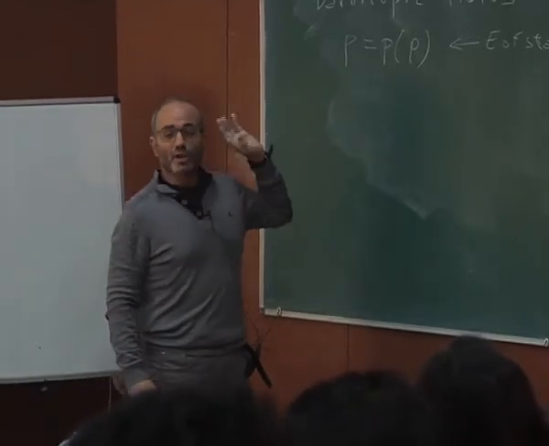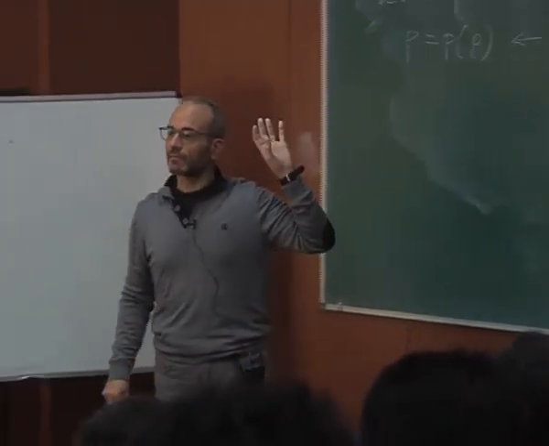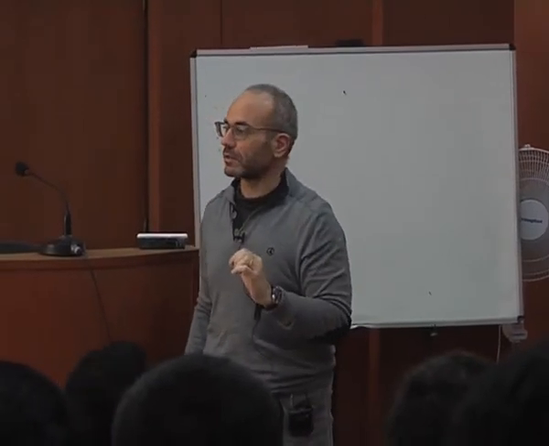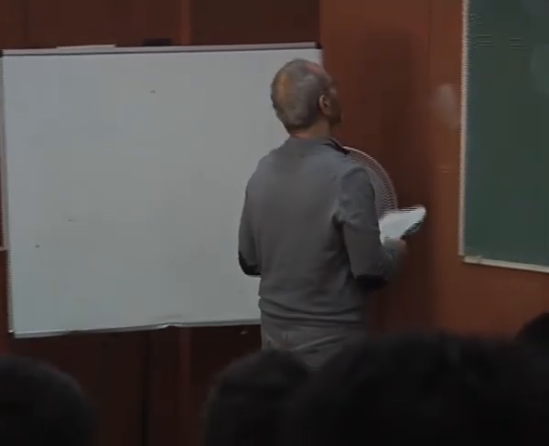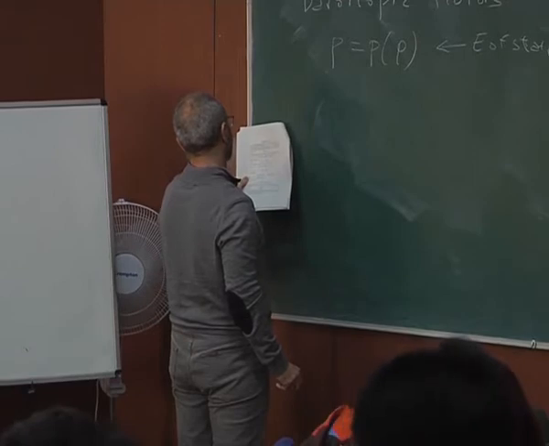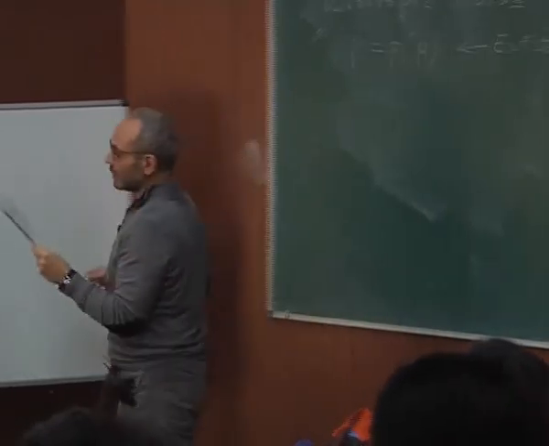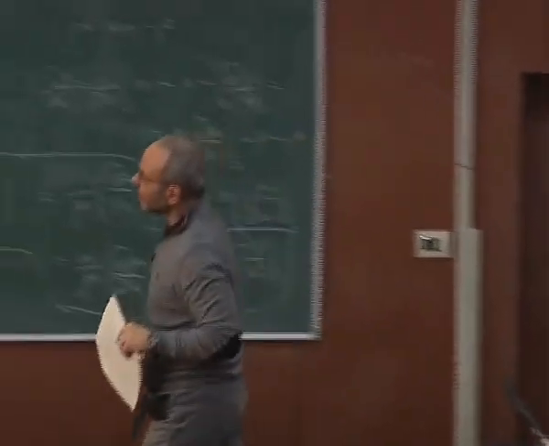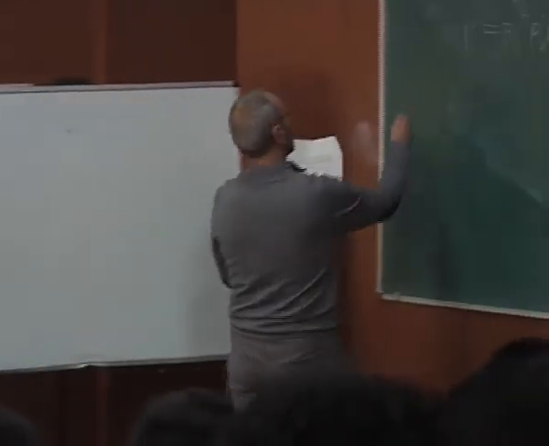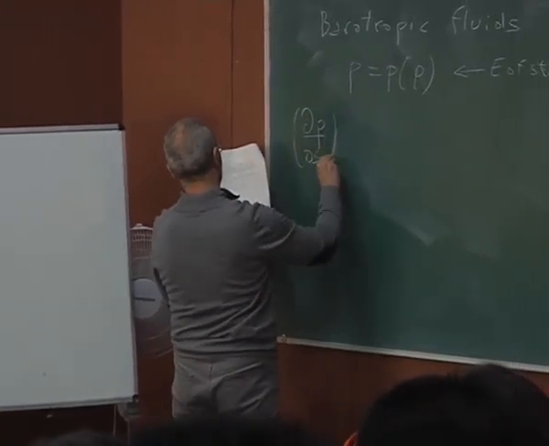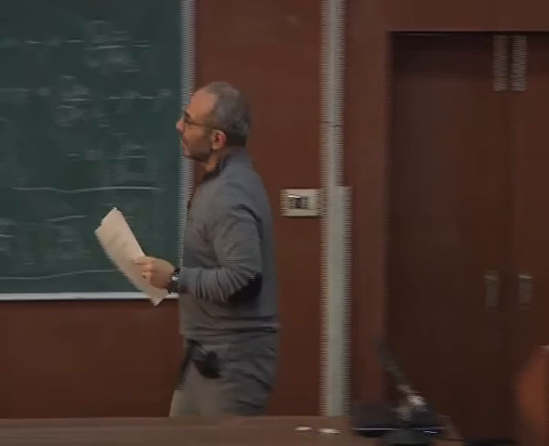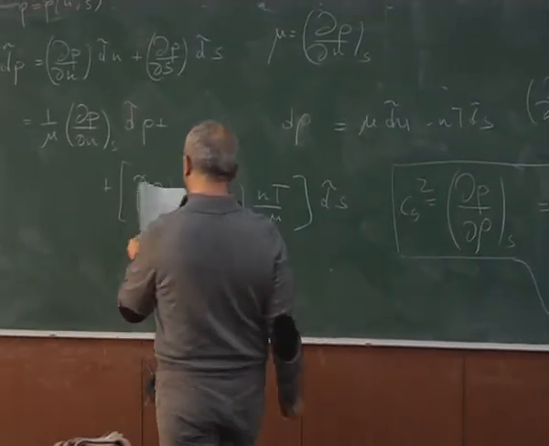We will use mostly barotropic fluids, but not all perfect fluids are barotropic fluids. So we already wrote this thing here. Now we have dp over ds at constant rho to be 0, so we have to consider this part of the equation here.